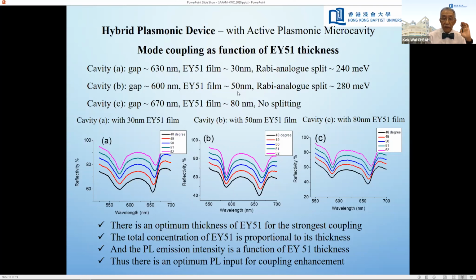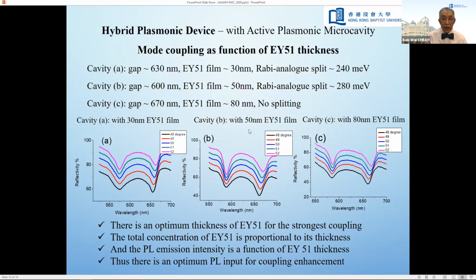When you increase the EY51 film to 50 nanometers, that means you increase the photoluminescent intensity. The gap now slightly blue shifts to 600 nanometers, and the split is enlarged to 280 meV, sorry. However, if you increase the EY51 film further to 80 nanometers, the gap shifts back to 670 nanometers, and we observe no split at all. So you will see that you have an optimum in the contribution of the luminance from the EY51, and that optimum is at 50 nanometers, which is B. One can see a narrowing and deepening of the gap, the lower dropping of the reflectivity.